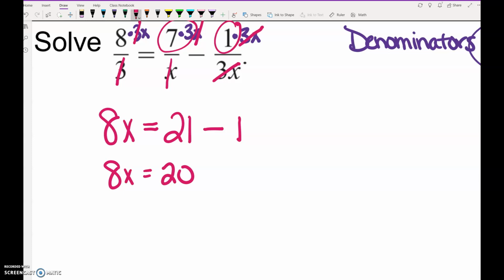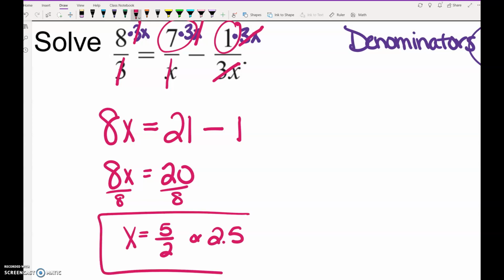What should we do to finish solving this? Divide 20 by 8. We could either simplify the fraction, or we could divide it in our calculator. If we simplified the fraction, I believe we end up with 5/2. If you put it in your calculator, you get 2.5. I would accept either one.